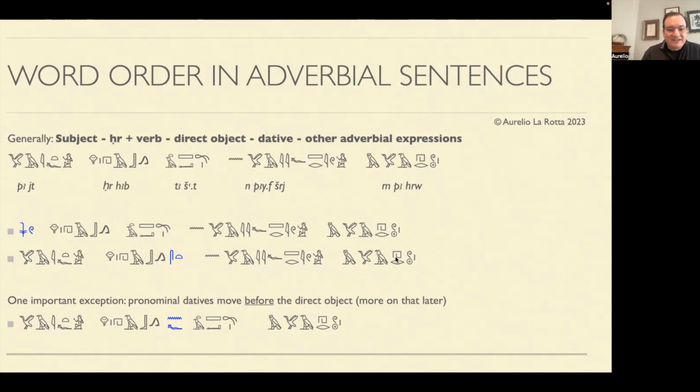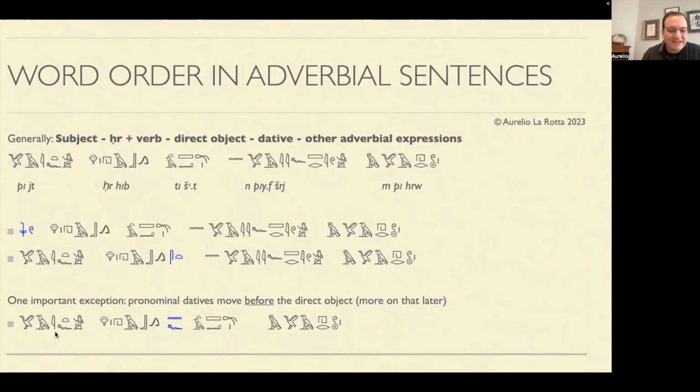The one wrinkle that we have that's different from English is if you have a pronominal dative object. So if you want to say to him, to her, to you, whatnot, then that has to go right after the verb. So pa'it, kherhab, enef, to him, tashere, empacheru.